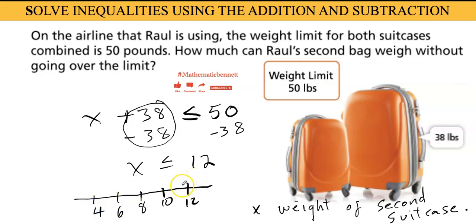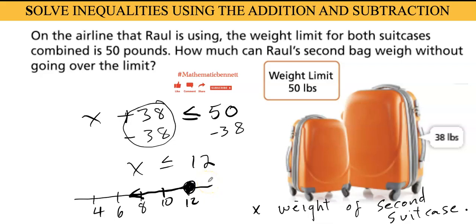All right, so how would this look on our number line? We draw a circle at 12. Since it can be equal to 12 as well, we have to shade the circle. And then our arrow will be going to the left to show that it's less than 12. So it's equal to 12 or less. So that would be our answer. Our answer could be 12, 11, 10, 9, 8, 7, 6, and any value less than 12.